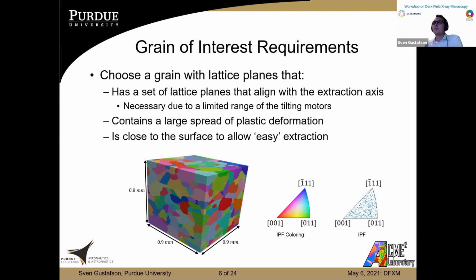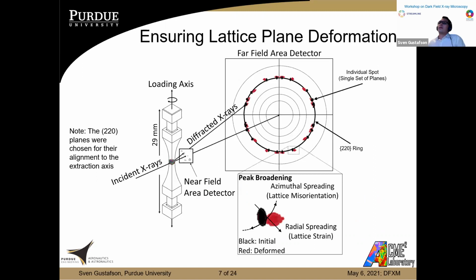And then finally, we wanted to make sure that we had enough plastic deformation induced within our grains of interest for actual characterization. To do that, we looked at our far field data a little bit more closely. Specifically, we looked at the diffraction spots themselves and how they evolved with loading. So you can see at the bottom, I have an initial and then a deformed diffraction spot of the same grain. It's the same spot just after some sort of fatigue loading. And what you can see is that it's now changed.